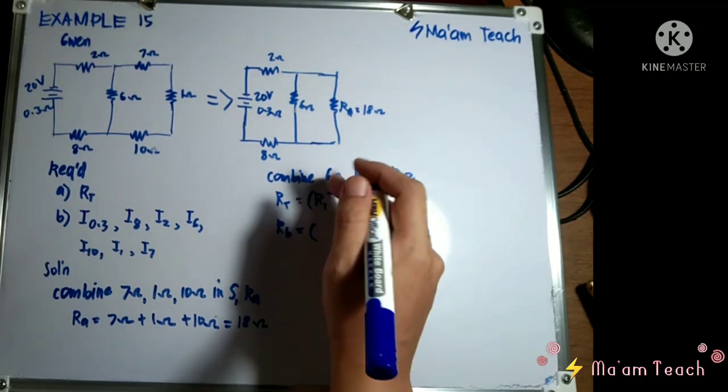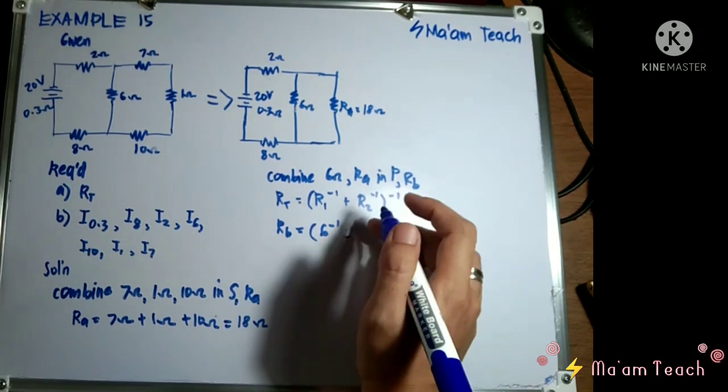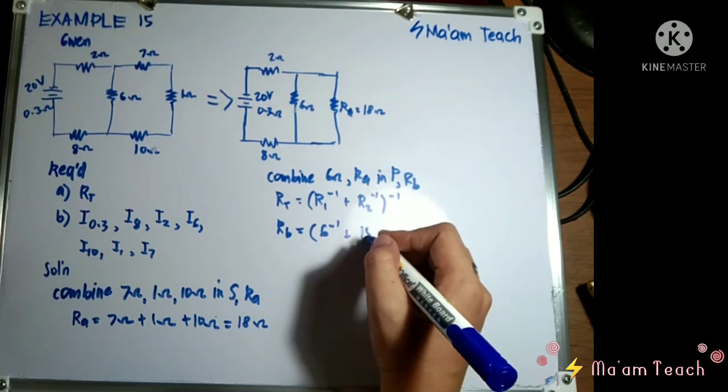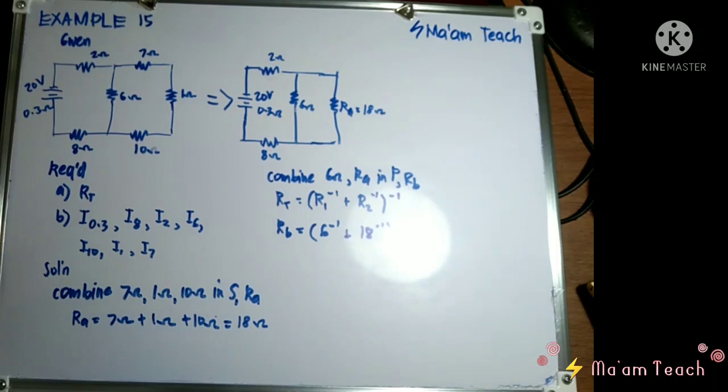So our first resistance is 6 ohms. So get the reciprocal of that. And then get also the reciprocal of our second resistor, which is 18. And then raise it to -1 to get the reciprocal.